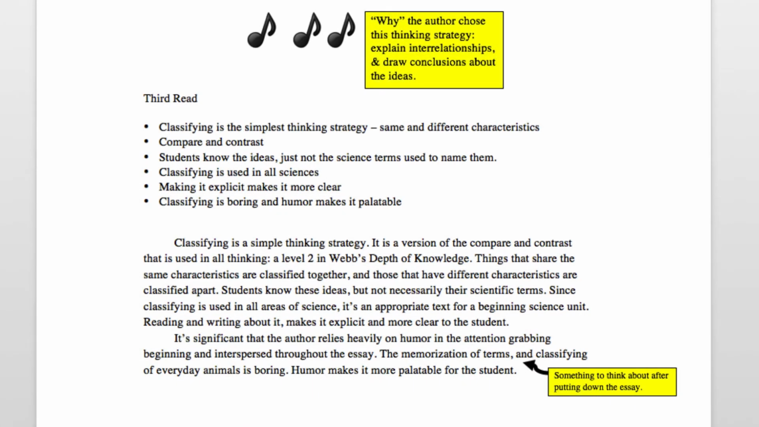The last intellectual beat of the essay examines why the author chose this thinking strategy. What conclusions can you make about the subject, the purpose, and tone of the text?